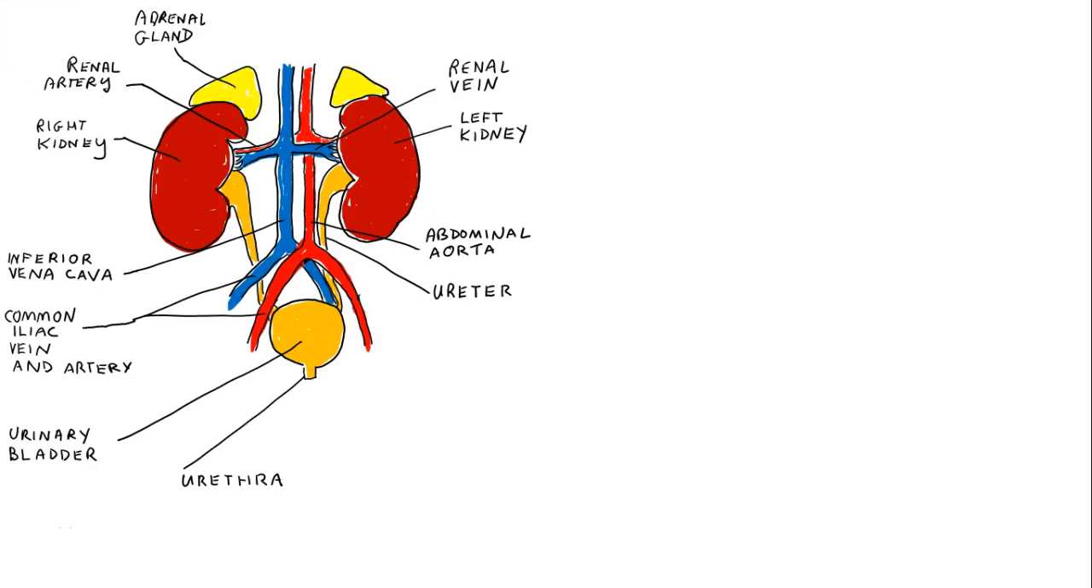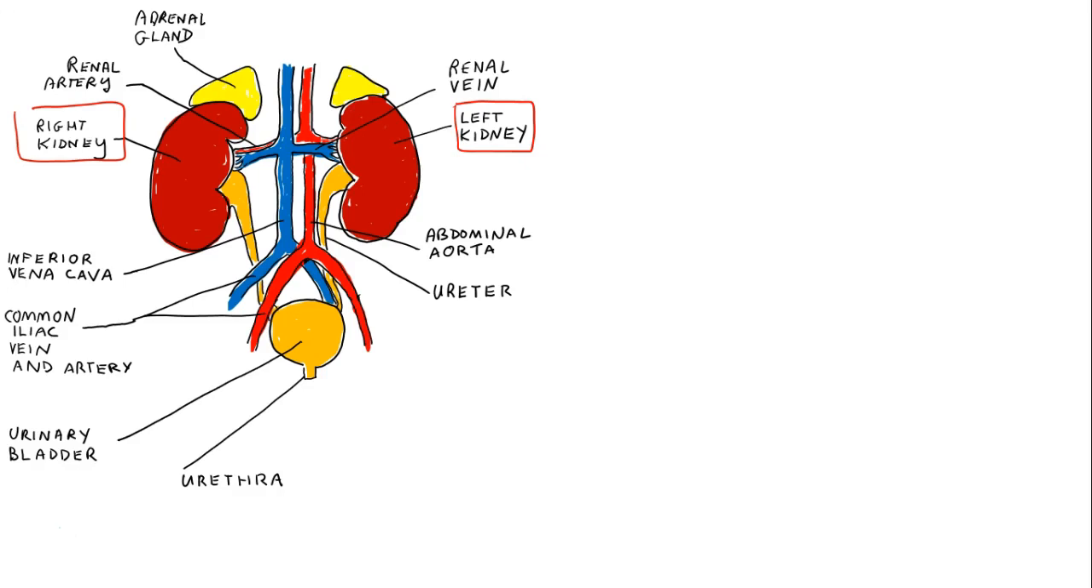This picture shows the organs of the urinary system. There are two kidneys which are located posterior to the abdominal cavity. There's the left kidney located behind the stomach. There's the right kidney located behind the liver. A person can live with just one kidney.